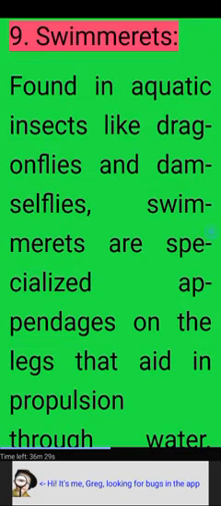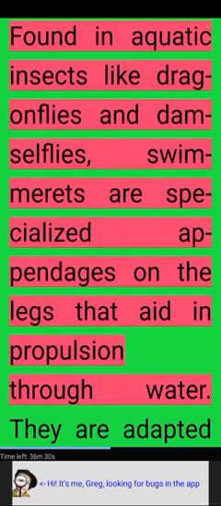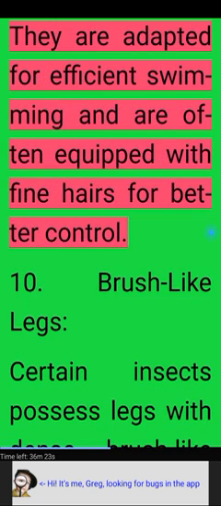9. Swimmerets. Found in aquatic insects like dragonflies and damselflies, swimmerets are specialized appendages on the legs that aid in propulsion through water. They are adapted for efficient swimming and are often equipped with fine hairs for better control.